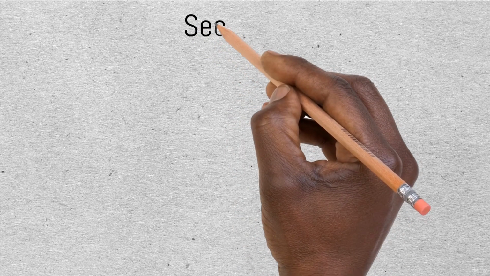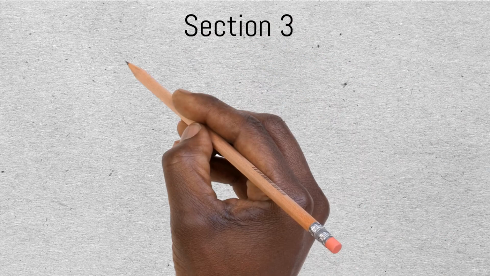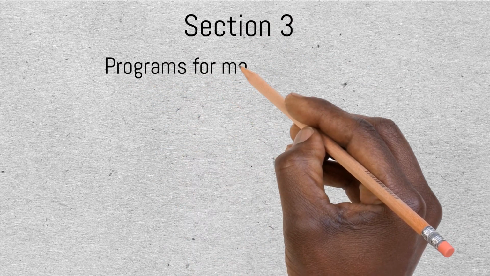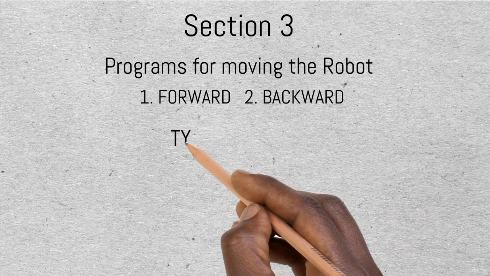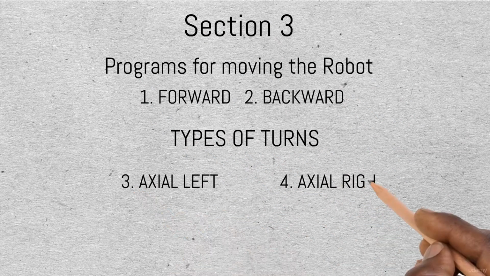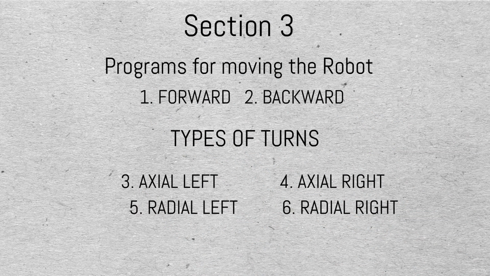In section 3, we will write the program for moving a robot in multiple directions. So, in this section, we will first write the program to move the robot in forward and backward direction. Next, we will have a look at the different types of turns that a robot can take. We will then write the code for taking turns.